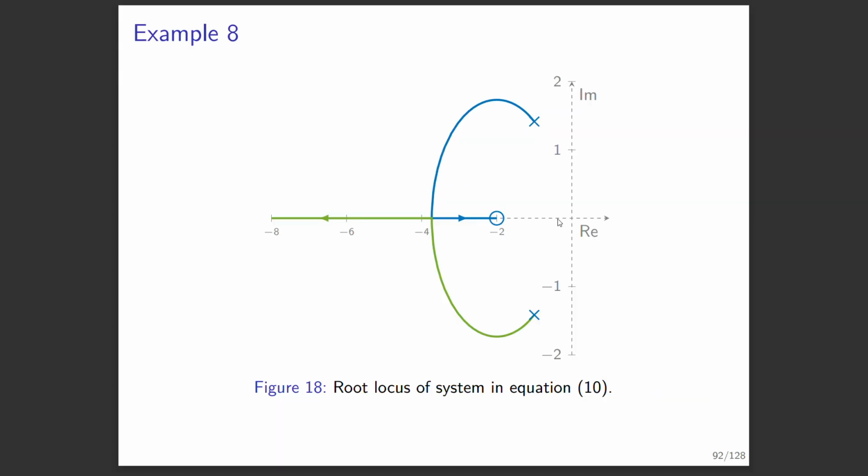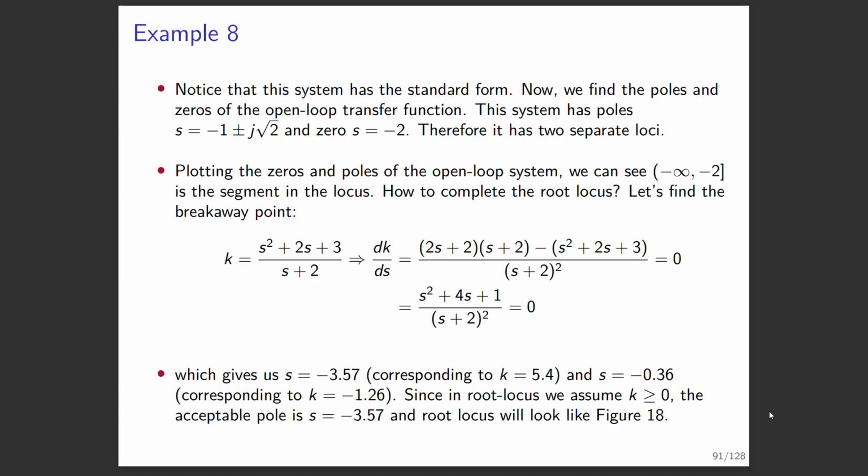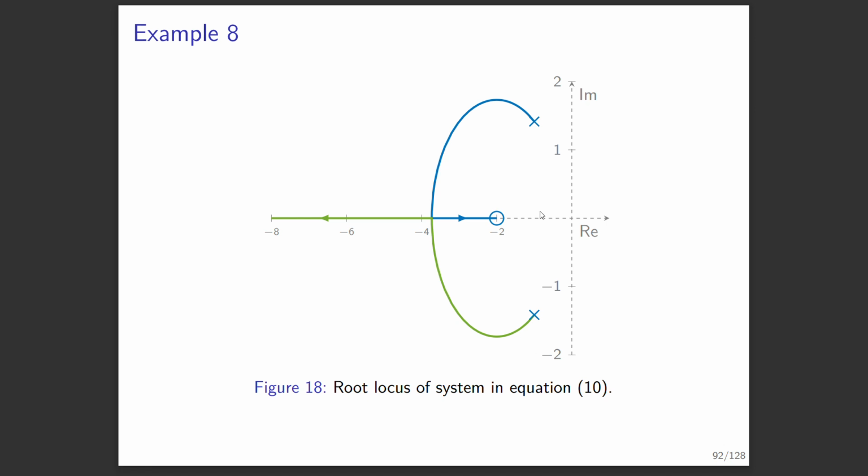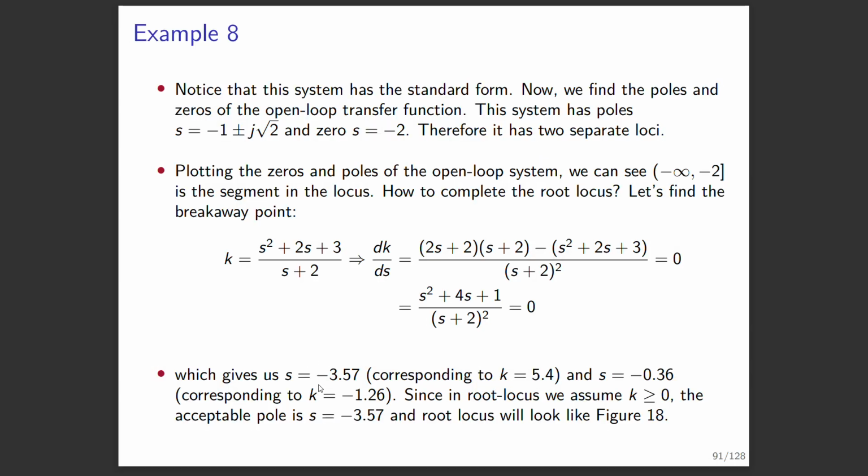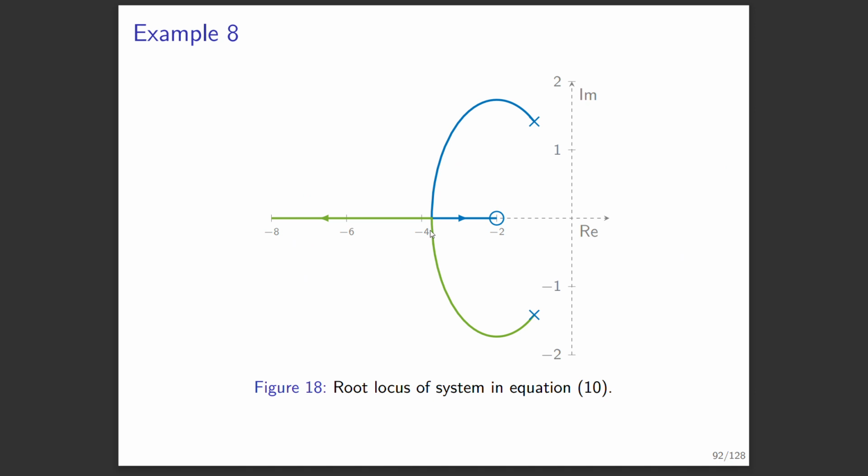So -0.30 is here. Does it make sense? I already know that -0.30, which is here, is not in the locus. How would these two poles meet each other there? It doesn't make sense. But -3.57 makes sense. So at -3.57, these two poles meet each other, and then one of them goes to -infinity, one of them goes to the 0.